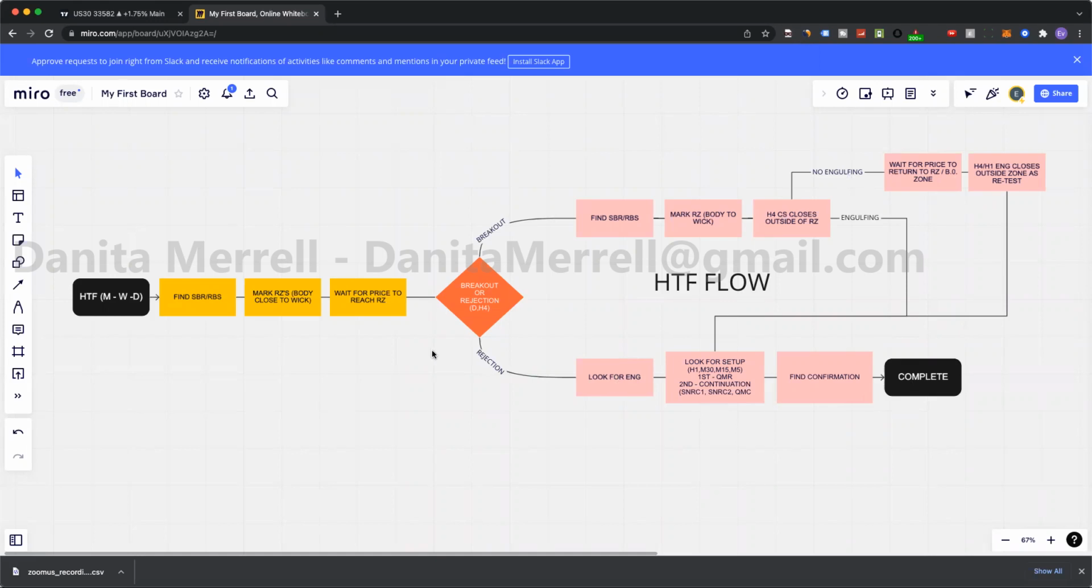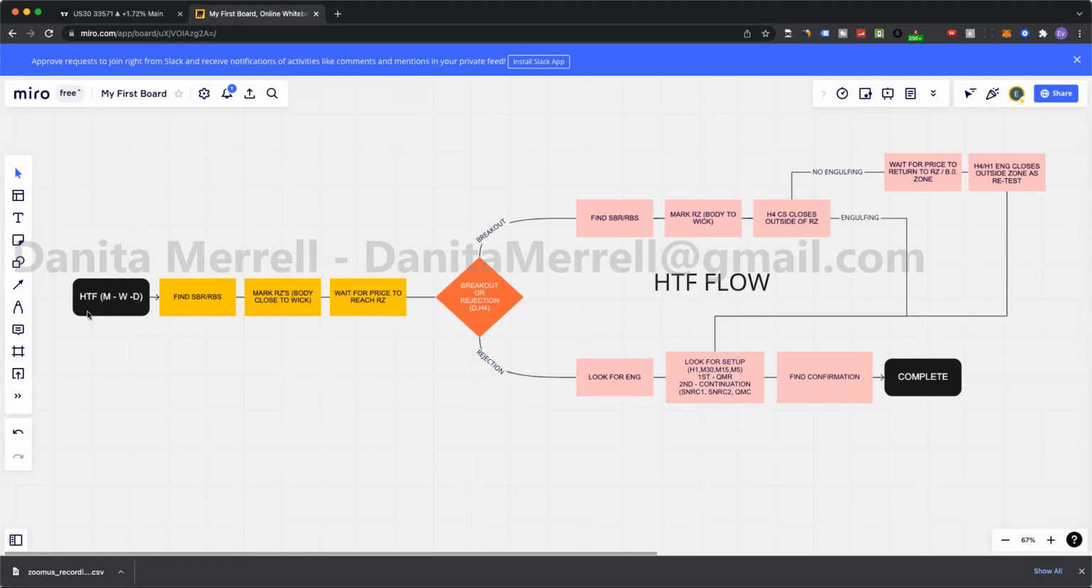Okay. So this is not going to be about storyline. This is going to be about the flow of how you go into trades. Okay. This is just going to be on higher time frame. We'll do another lower time frame one. And then we'll get into storyline and all that good stuff.